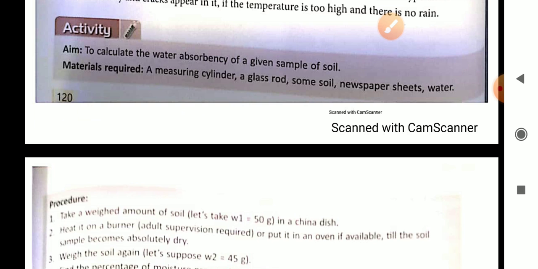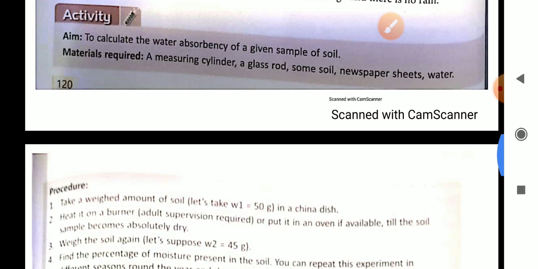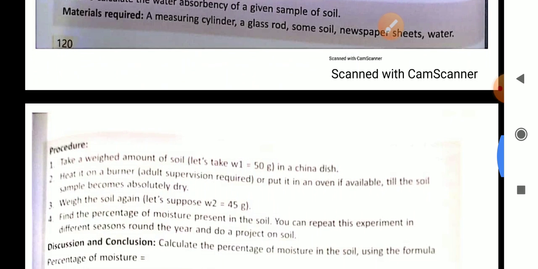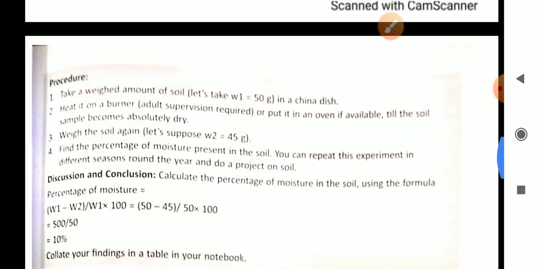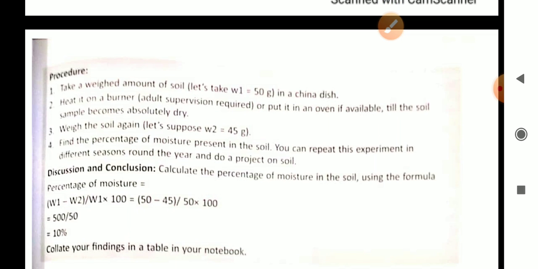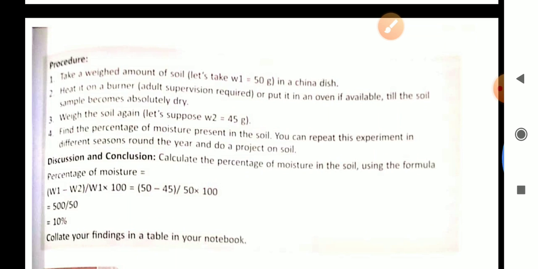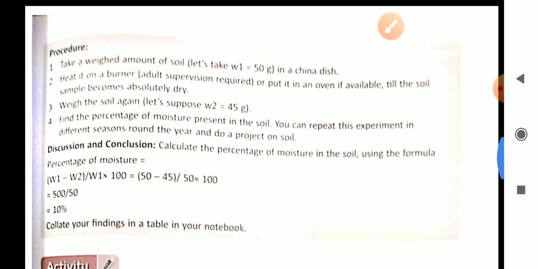So, to calculate the moisture content of a given sample of soil, here 50 gram, already I have explained, weight we have taken 50 gram, then heat it on the burner or put it in an oven if available till the soil becomes absolutely dry. Weigh the soil again. Suppose it comes to 45 gram. Find the percentage of moisture present in the soil.